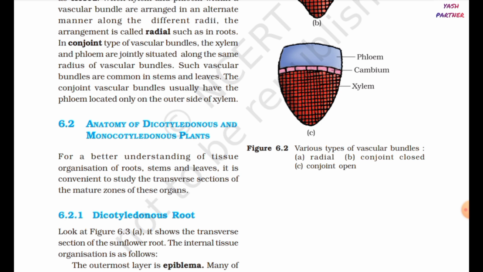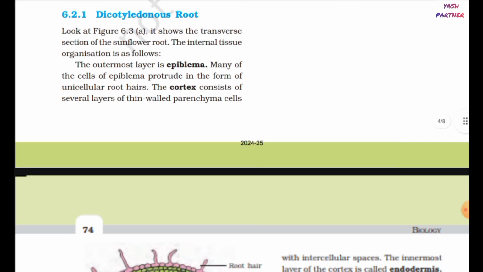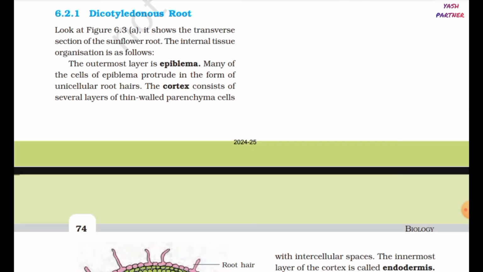6.2 Anatomy of dicotyledonous and monocotyledonous plants. For a better understanding of tissue organization of roots, stems, and leaves, it is convenient to study the transverse section of the mature zones of these organs. 6.2.1 Dicotyledonous root. Look at figure 6.3a. It shows the transverse section of the sunflower root. The internal tissue organization is as follows.